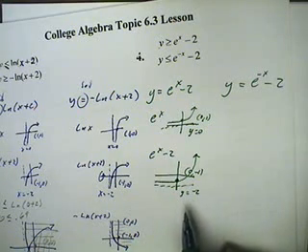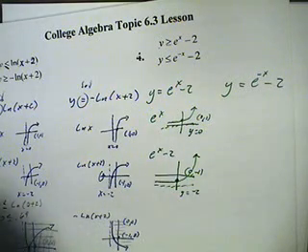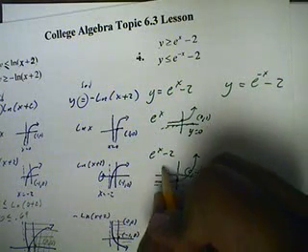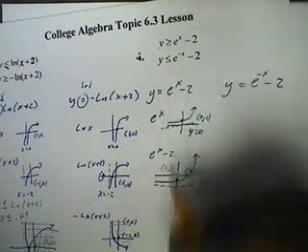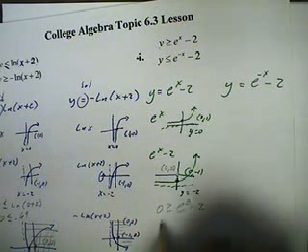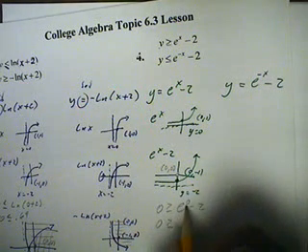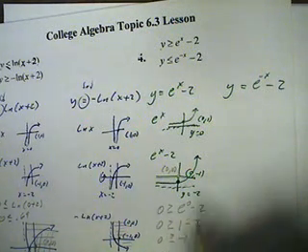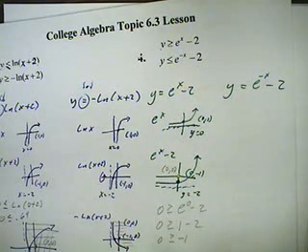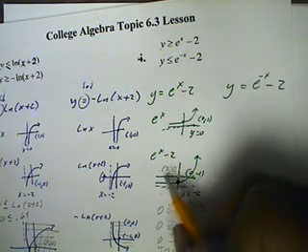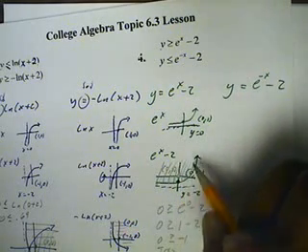Let's go ahead and finish shading that in. Since this is a point that's not on the line, let's say 0, 0, we can put that into the original. That'll be 0 less than or equal to e to the 0 minus 2. E to the 0 power is 1, minus 2, which is negative 1. And 0 being greater than negative 1, that is true. So all of this will be shaded with the 0, 0.